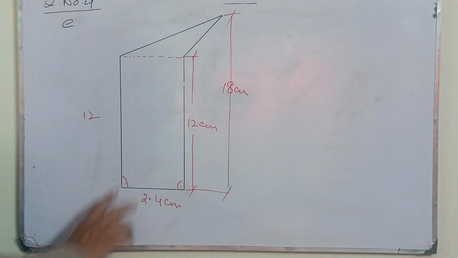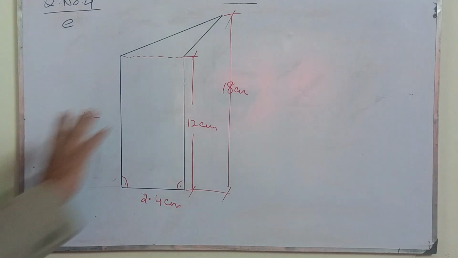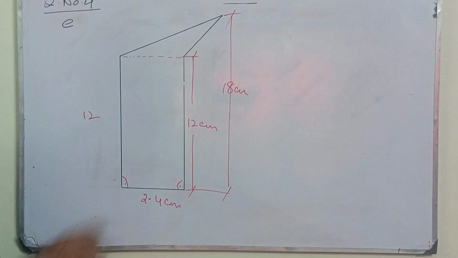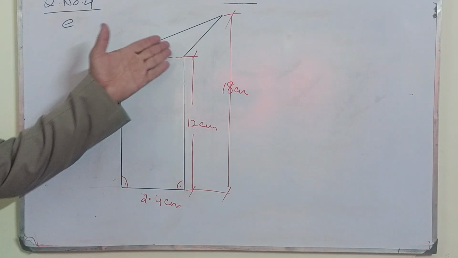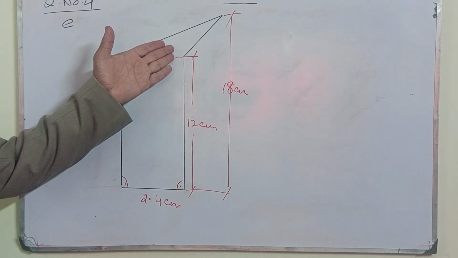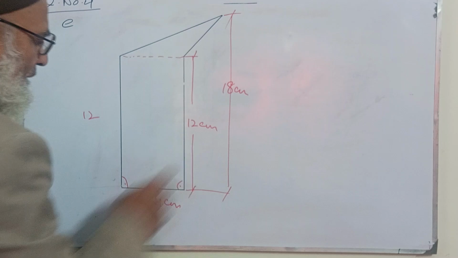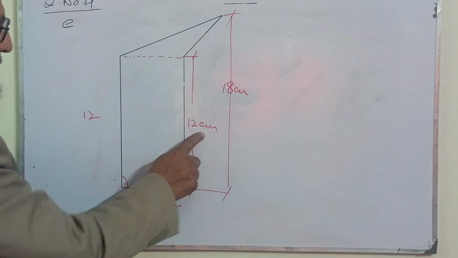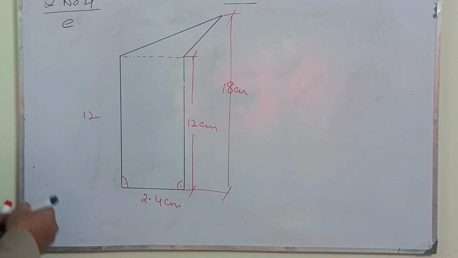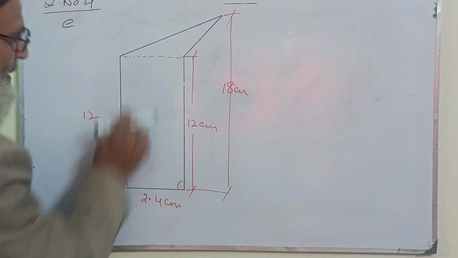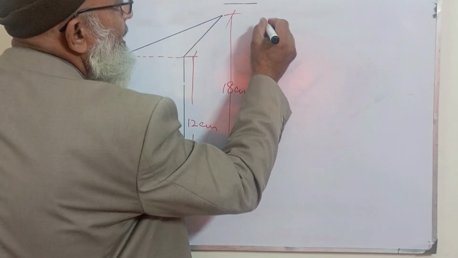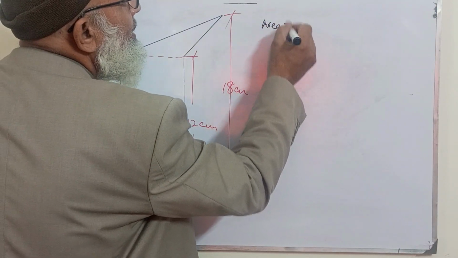You see that there are now a rectangle and a triangle. But the triangle is a little different. What do you call this triangle, obtuse triangle or acute triangle? Just tell me. This is 2.4, this is 12. Now find the area of this rectangle.